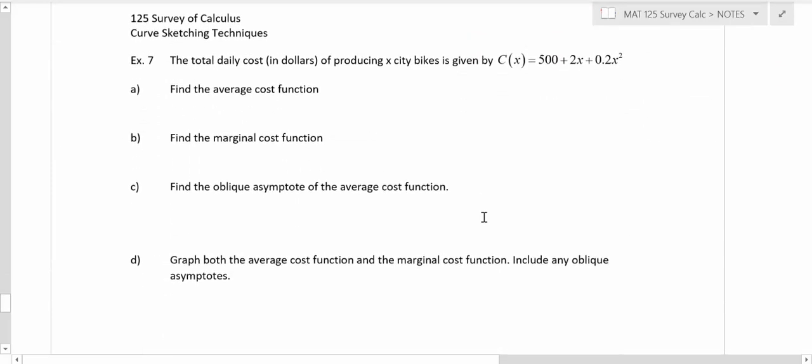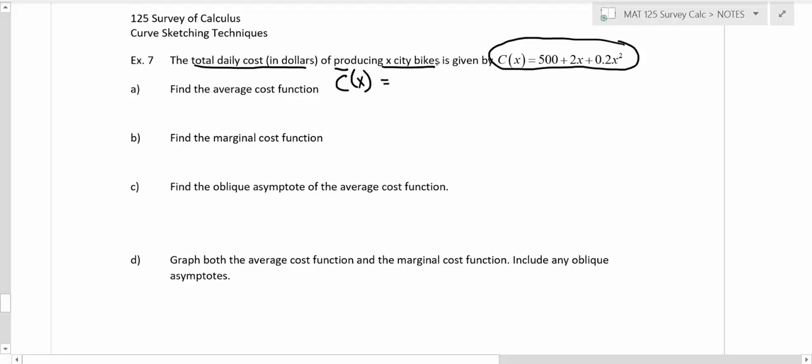Okay, let's do this last application here and wrap this up. And so what we're doing on this is we have a total cost of producing bikes is this. This is a cost function. So what we're going to do is find the average cost function, the marginal average cost function, oblique asymptotes, graph, and then we're going to find what we call the minimum average cost. Okay, so go ahead and start by doing the average cost.